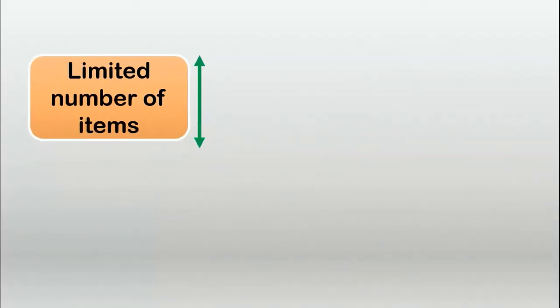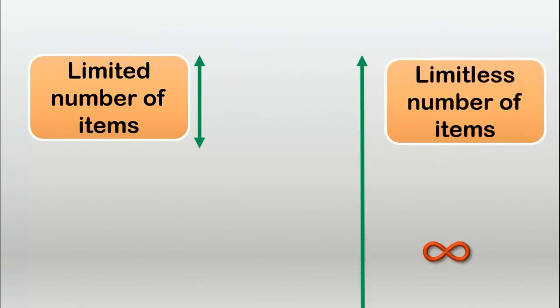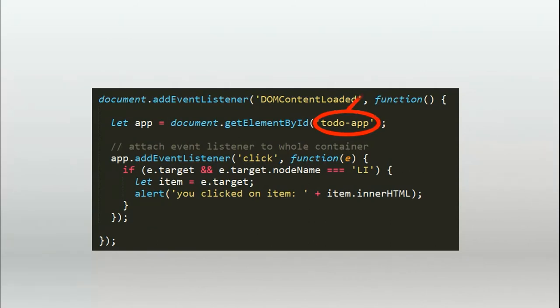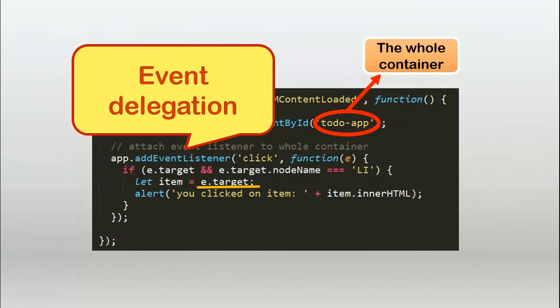It would be best to first ask the interviewer what the maximum number of elements the user can enter is. If it can never be more than 10, for example, then the first code would do the job. But if there's no limit to the number of items the user can enter, then you should opt for a more efficient solution. The more efficient solution would be to attach one event listener to the whole container and then access each item when it's actually clicked using the property target. This is what we call event delegation.